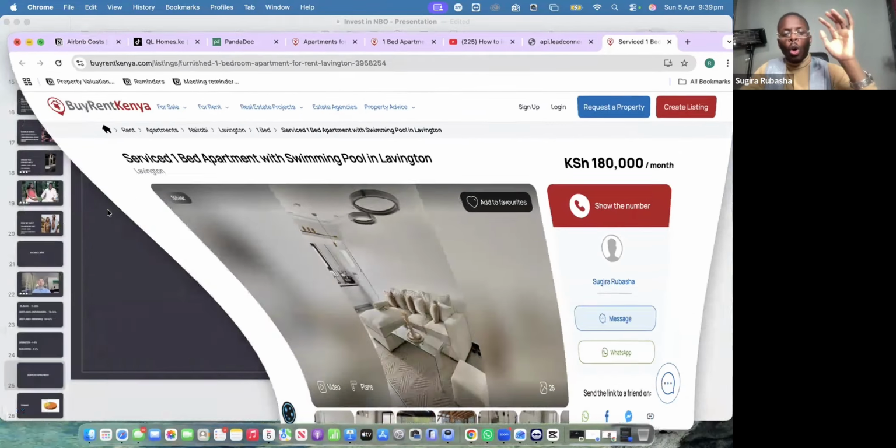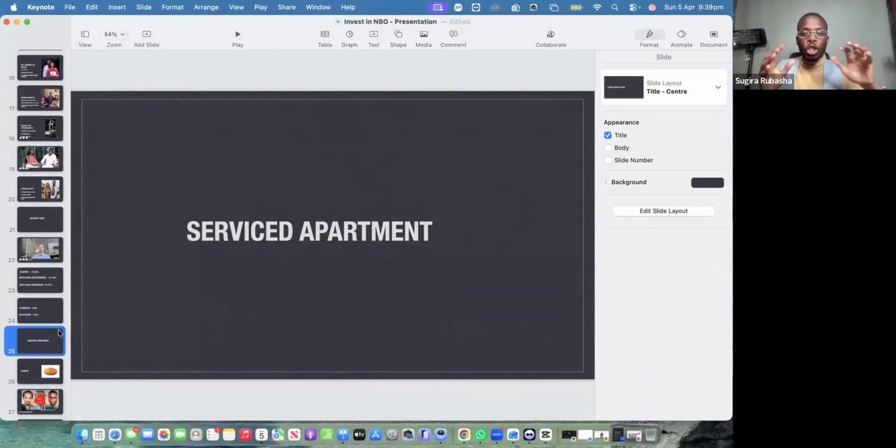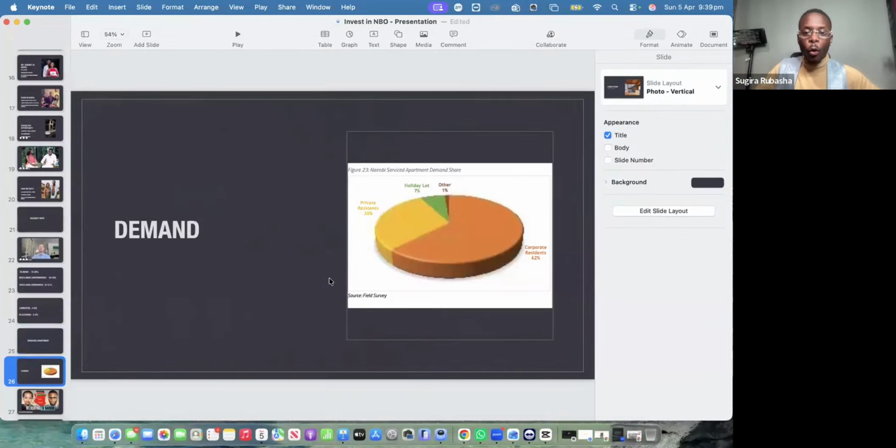Yeah, now you see. So let me actually go into a serviced apartment. A serviced apartment is also just different from a normal furnished apartment. A serviced apartment basically means it's like a hotel, but it's an apartment. So let's go a bit further.